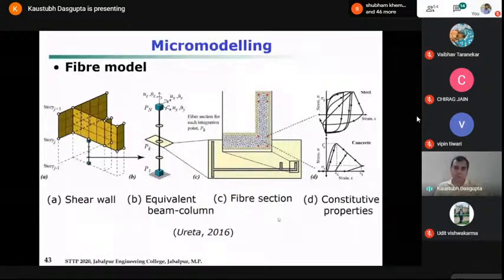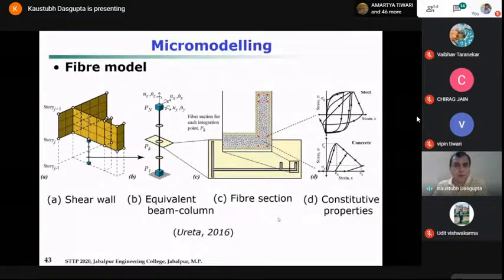Now let us come to the micro modeling, which is the important part. So the first level of micro modeling is the fiber element. Okay, we are most familiar with finite element modeling. So this modeling is an intermediate one between your finite element model and your macro model. So what is fiber model?